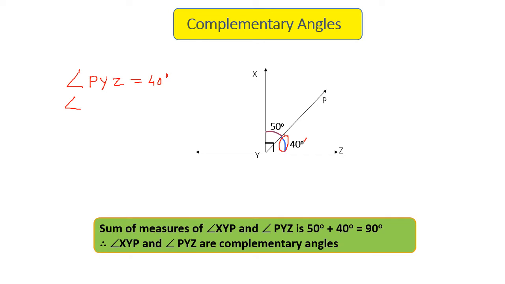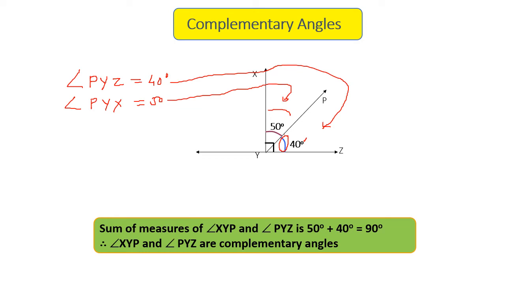Similarly, angle PYX, that one is 50 degrees. Second, I'm talking about this angle now. So the first one is this angle and the second one is this angle. And if you sum them, that is angle XYZ, then obviously 40 plus 50 is equal to 90, right?